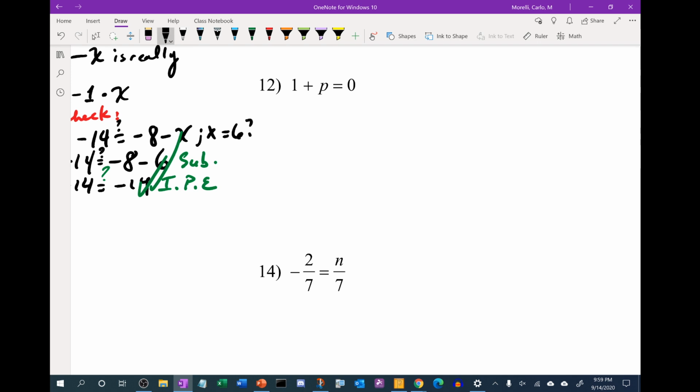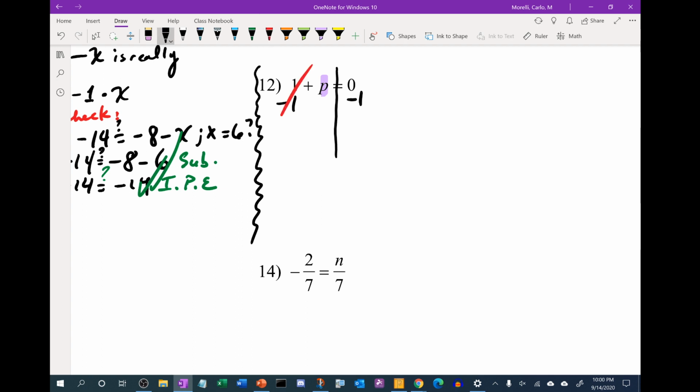Number 12 looks deceptively simple. 1 plus p equals 0. For what value of p is the equation 1 plus p equals 0 true? Okay, so now I want to get p by itself. I need to know what p is. So I've got to subtract 1 from both sides. If I just subtract it from over here on the left, it won't be in balance anymore. So I'm just going to subtract 1 from both sides.